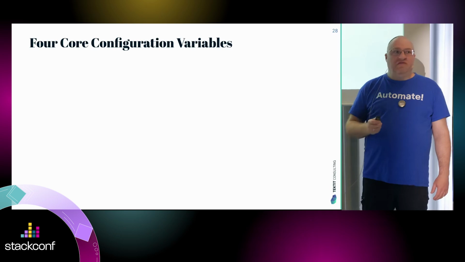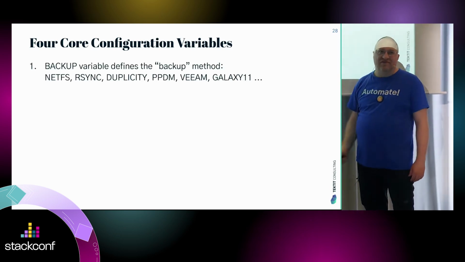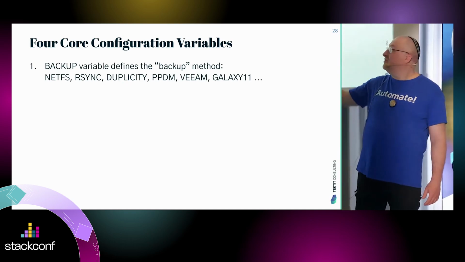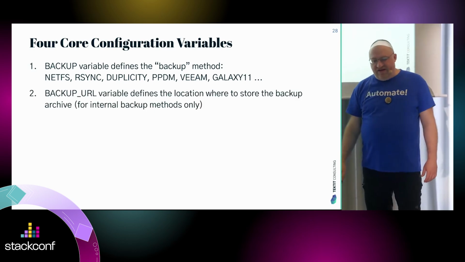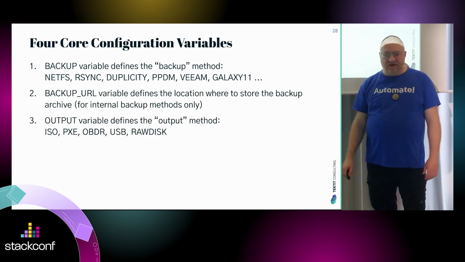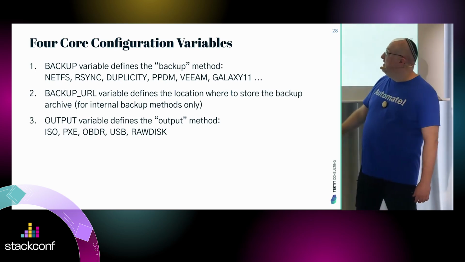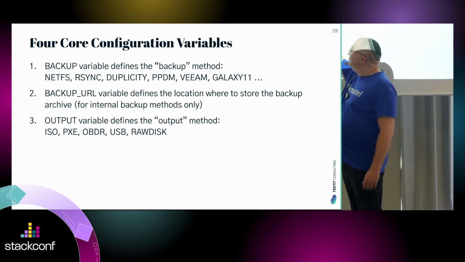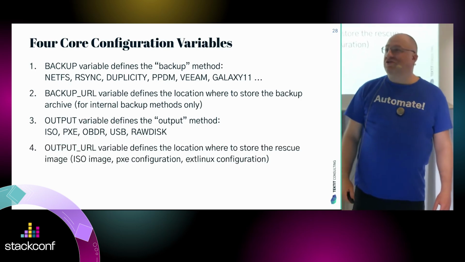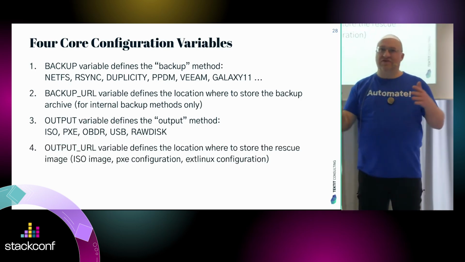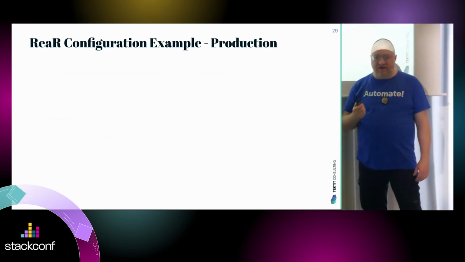Quick reminder, four configuration variables you really have to care about. One is BACKUP. How do you do your backup? And here you see just a small selection of backup tools we support. Where the backup goes in case of internal backups, OUTPUT. How do you want to have your rescue media? And these are most output types, there's even more. And of course, where should we put that? So REAR obviously supports uploading it to different places. And again, default.conf for everything.